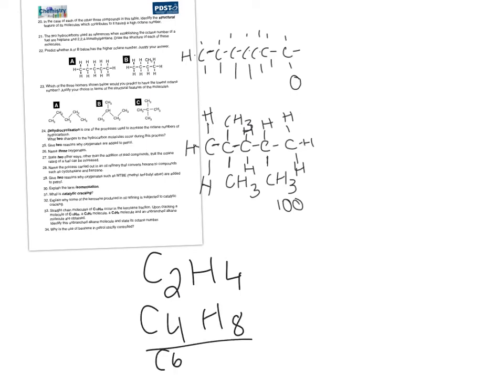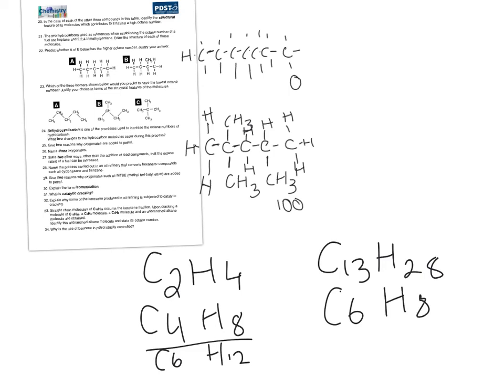I would add my C2H4 and my C4H8 together. So I'd be left with C6H12. And then I take that away from the original molecule, which is C13H28. So when I take those away from each other, I'm left with C7.